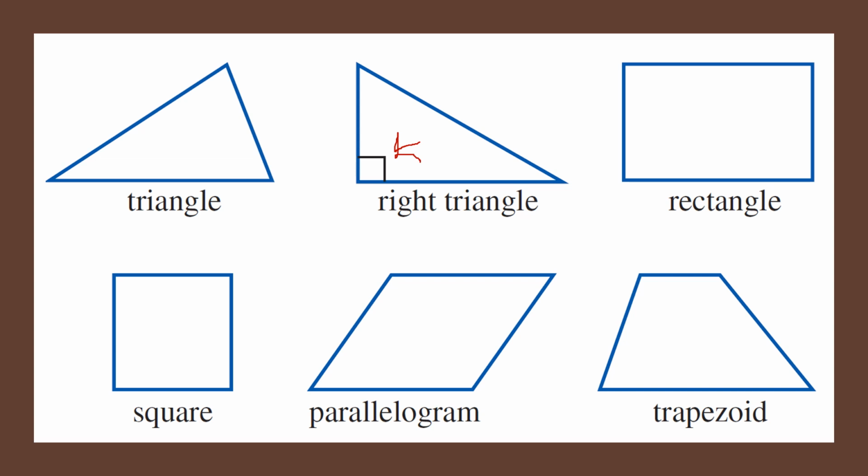Squares are just special rectangles where all of the sides are equal. Then we have a parallelogram. This is where two of the sides are parallel with each other, and then the other two sides are parallel. And then we have a trapezoid.